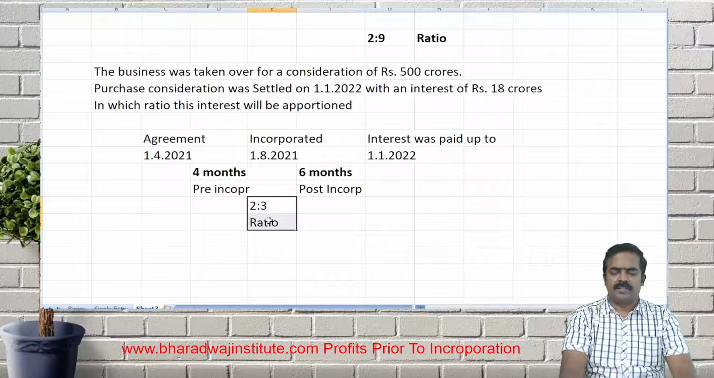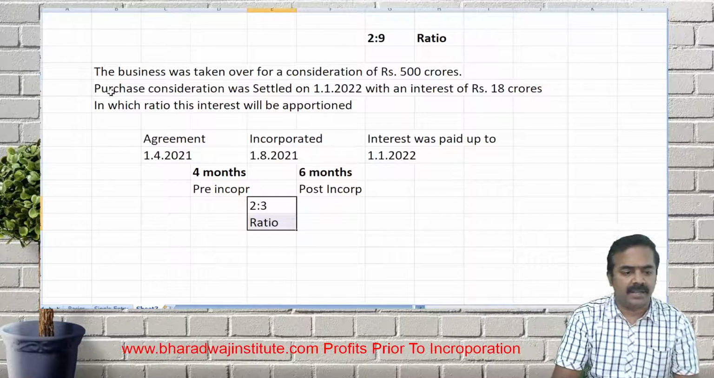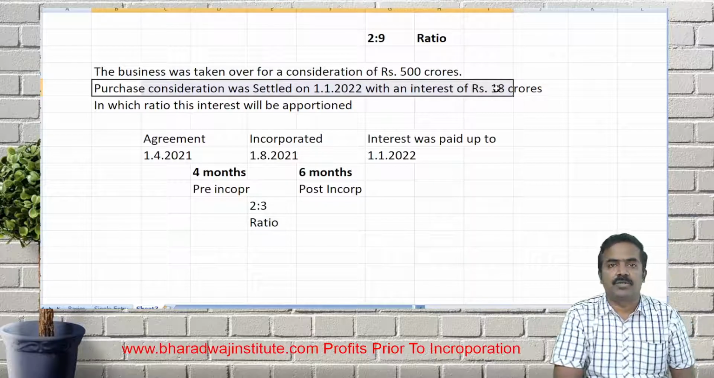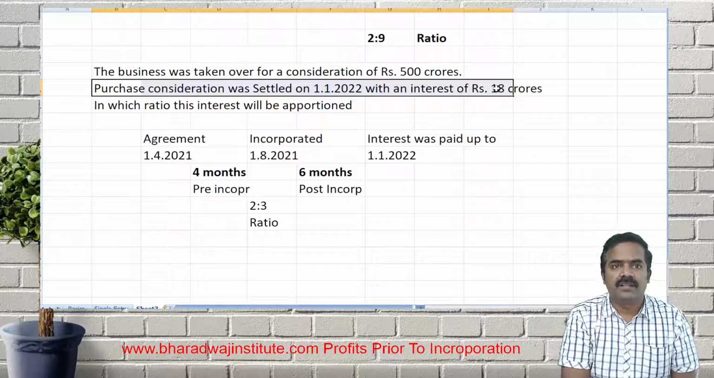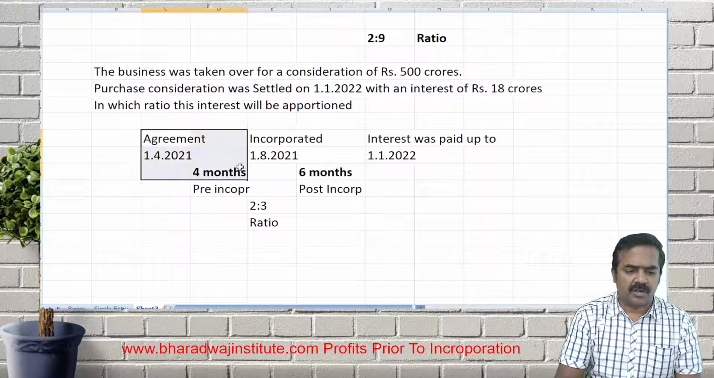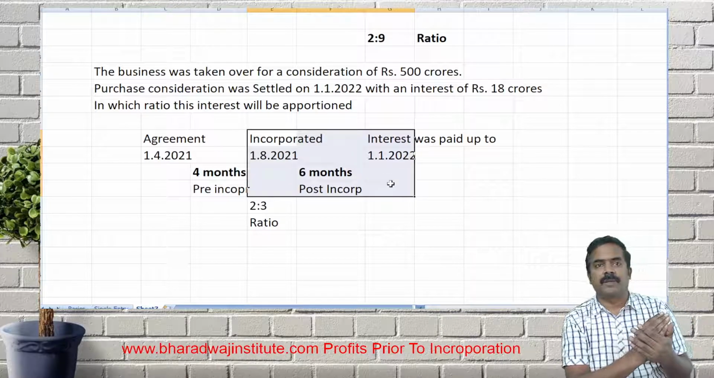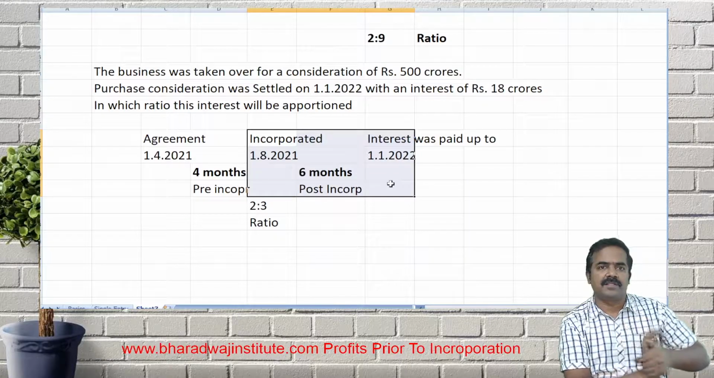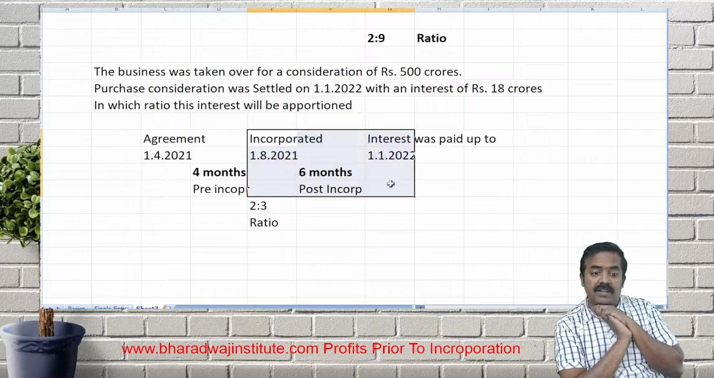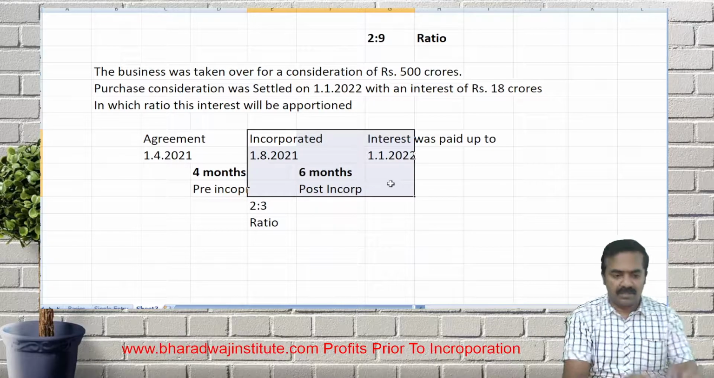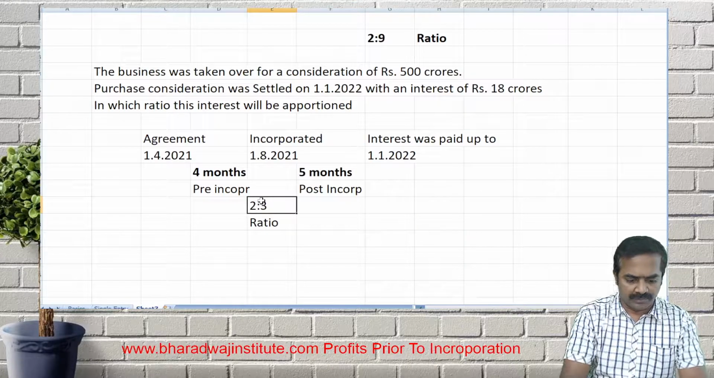Okay, the interest will be segregated not in 4:8 ratio. Time ratio la poda matom because we are not paying interest till the end of the year. Whether the 18 crores of interest is paid up to 31st March. We are paying interest only up to what date? 1st January. Pre-incorporation anyway, how many months covered? 4 months covered. Post-incorporation period le interest was not paid for full 8 months. It was paid only up to how many months? 1st January le settle பண்ணிருக்கோம். 6 months வருமா? 5 months. 5 months. 4:5. So 4:5.